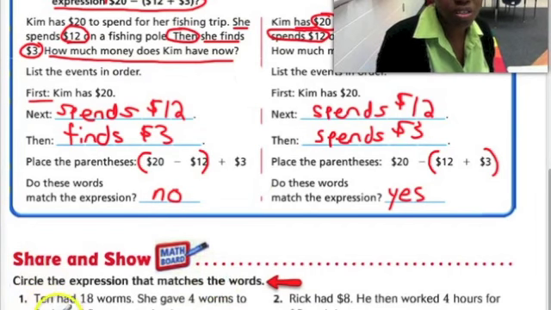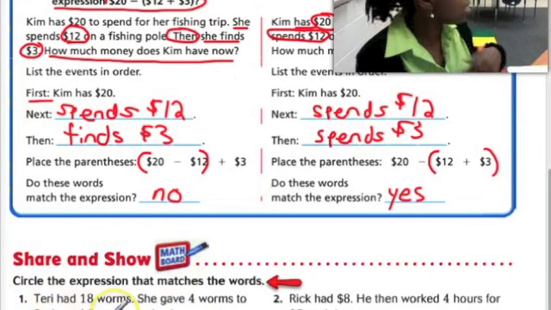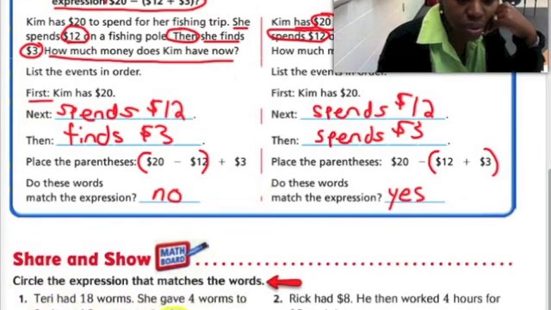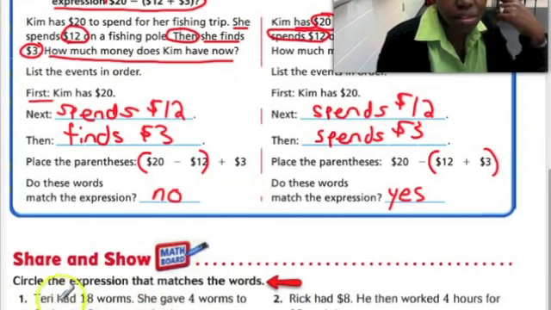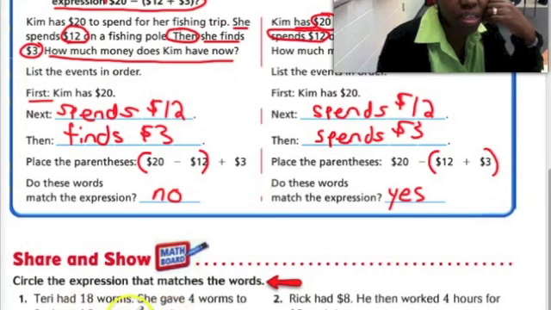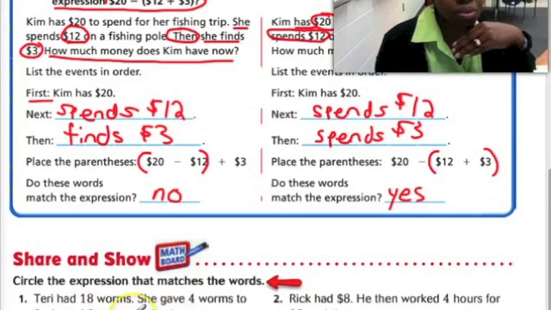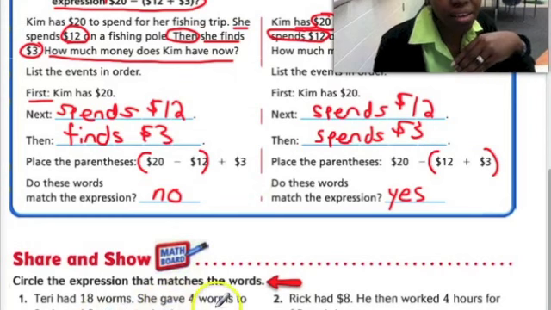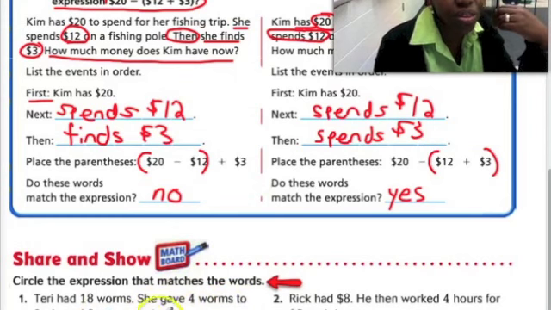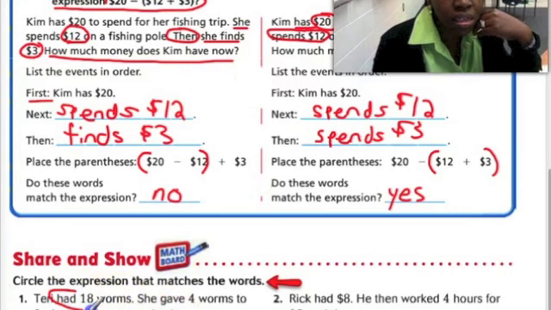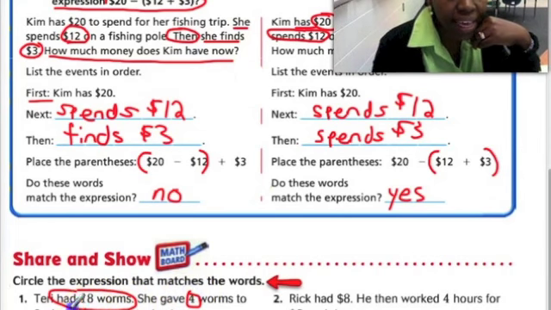If we're looking at our share and show, we need to match the words. Terry has 18 worms. She gave 4 worms to Susie and 3 worms to Jamie. We want to know which one of these matches. So we're thinking about that. Terry had 18 worms. This is how much she had. She gave 4 worms to Susie and 3 worms to Jamie. So we're going to think, if you had 18, you gave 4 to one person and 3 to another. Let's see how we can solve this. This is how much you had, 18 you started with. Then you're going to give 4 worms and, that's our key word, and 3 worms.